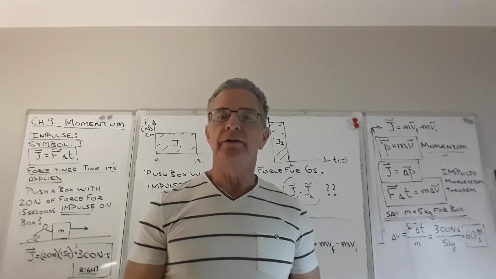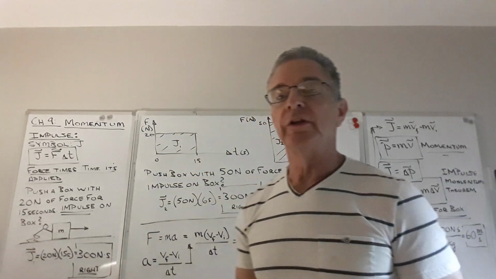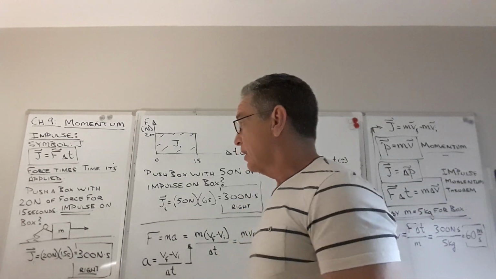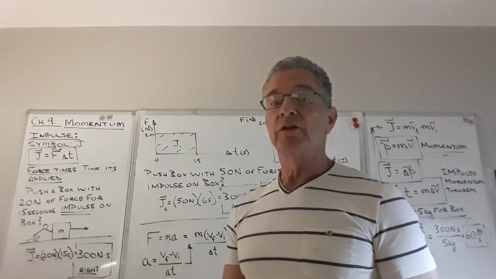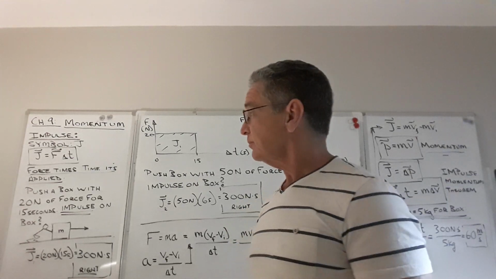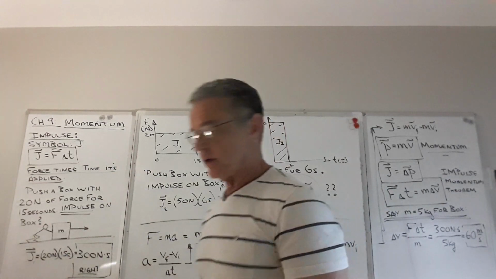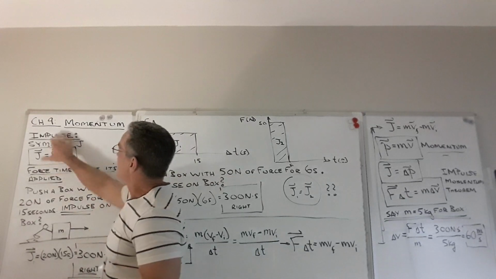I am ready to get started on Chapter 9. Chapter 9 has to do with impulse and momentum. It's entitled Momentum. It's a new quantity that we haven't dealt with yet, but turns out to be very useful. Everything starts up here in the upper left-hand corner of the board. So, Chapter 9, Momentum.